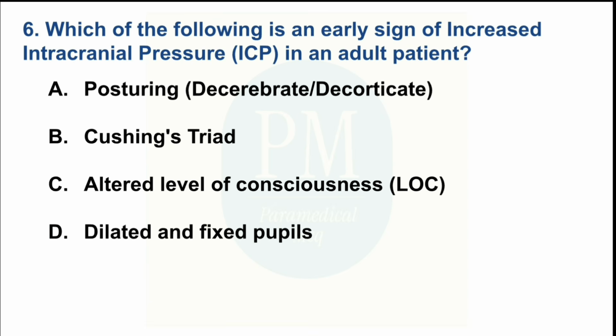Which of the following is an early sign of increased intracranial pressure, ICP, in an adult patient? Option A. Posturing, decerebrate or decorticate. Option B. Cushing's triad. Option C. Altered level of consciousness, LOC. Option D. Dilated and fixed pupils. The correct option is option C. Altered level of consciousness, LOC.